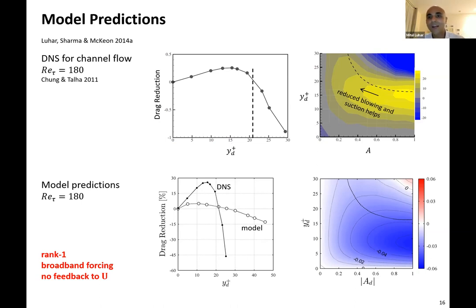We assumed rank one resolvent mode. So we truncated our resolvent operator to just keep the first singular vectors and singular values that we got after the SVD. We assume broadband forcing, meaning we assumed unit energy forcing along the first, the right singular vectors for each wave number frequency combination. And there was no feedback to U. We didn't look at the effect of the change in Reynolds stress on the mean profile. We just used that change in Reynolds stress to estimate a drag reduction. So there were substantial simplifications, but we still reproduce trends reasonably well.